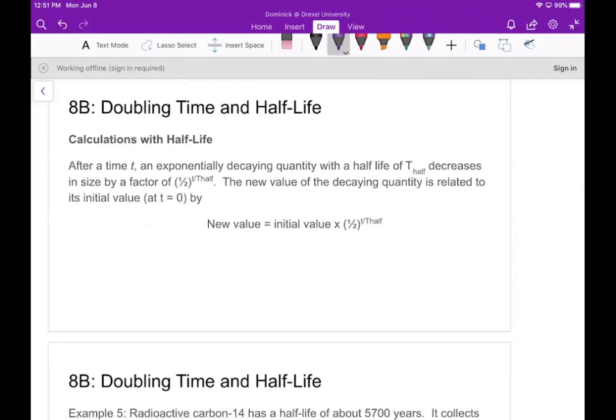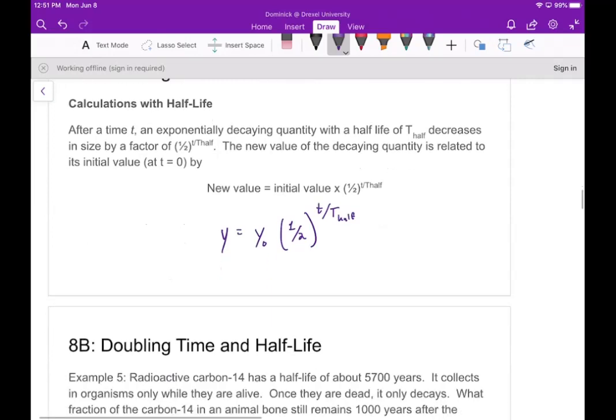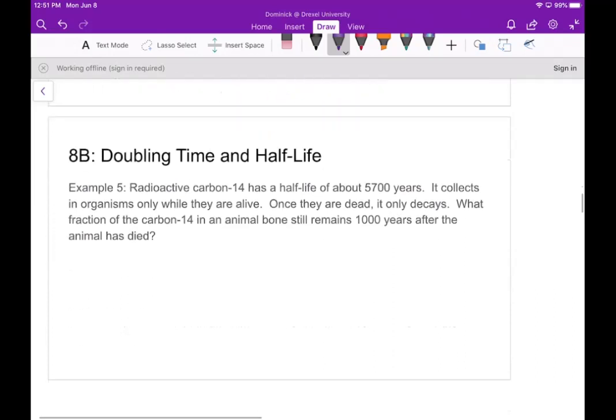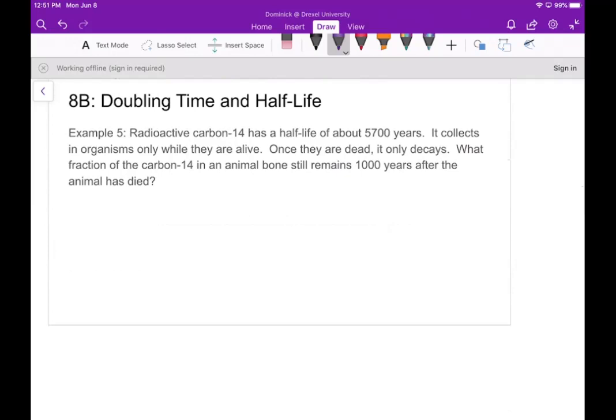Now, this is essentially the same formula that we had for doubling time, only here instead of 2 to a power, you now have 1/2 to a power, and then it's little t over t half, where t half is the half-life. Right, so it's essentially the same type of calculation. Okay, now in example 5, we have that radioactive carbon-14 has a half-life of about 5,700 years. So it collects in organisms only while they are alive, and once they're dead, it only decays. So what fraction of the carbon-14 in an animal bone still remains 1,000 years after the animal has died?